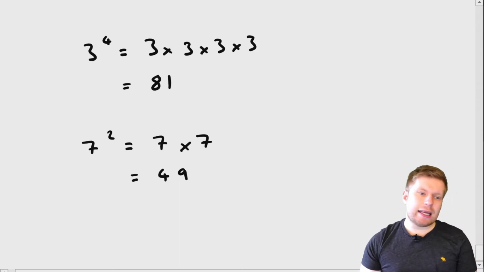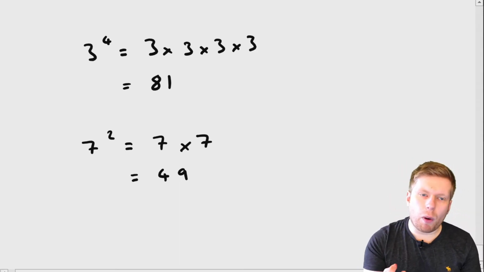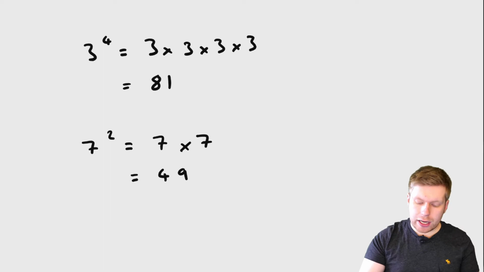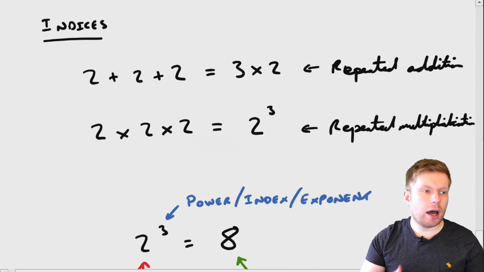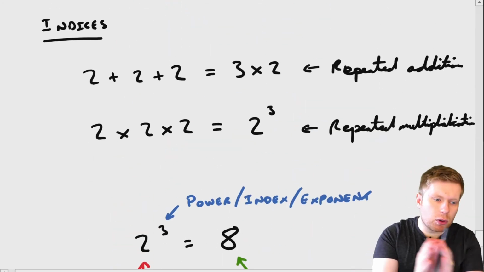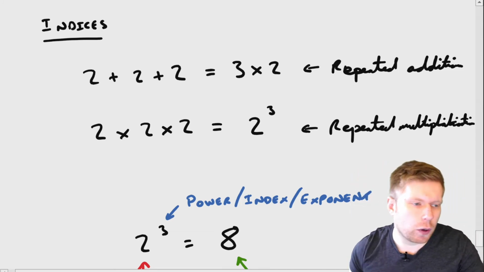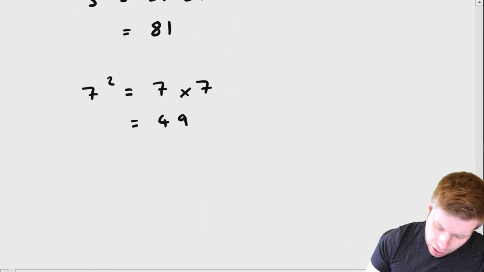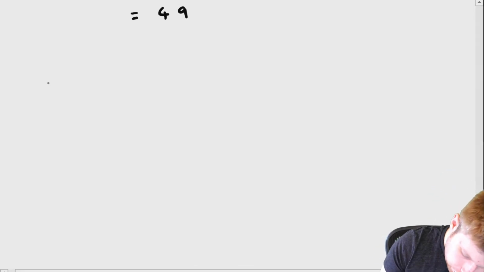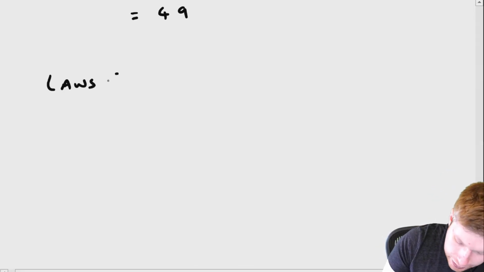Basically, an index or a power is all about making multiplication written in an easier way. When you have repeated multiplication, it's all about writing that in a more streamlined and easier way to follow. Now, what we're going to start looking at in this video is the laws of indices.